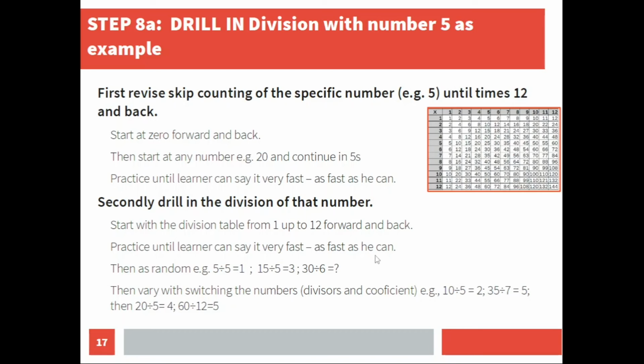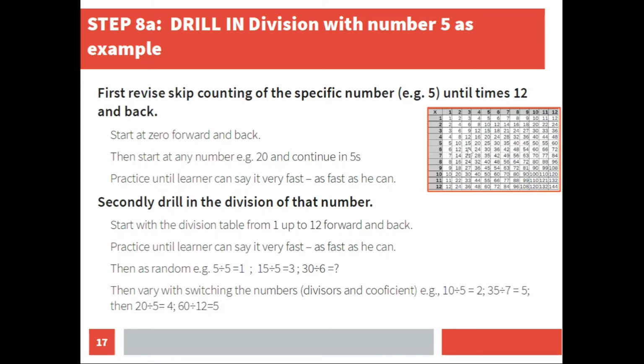Then you do the table. Starting, in this case, we use 5 as an example. 5 divided by 5 is 1. 10 divided by 5 is 2. 15 divided by 5 is 3. Start slowly, until you can say it fast. 25 divided by 5 is 5. 30 divided by 5 is 6. 35 divided by 5 is 7. Until he can get as fast as possible.